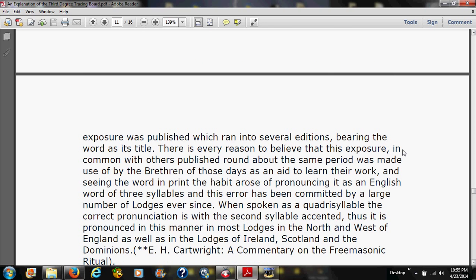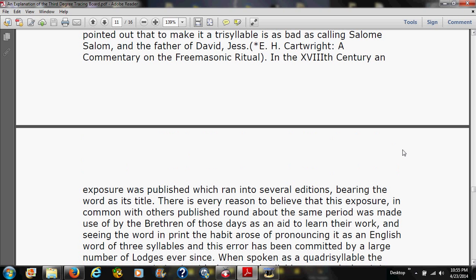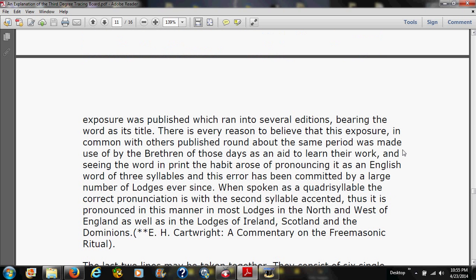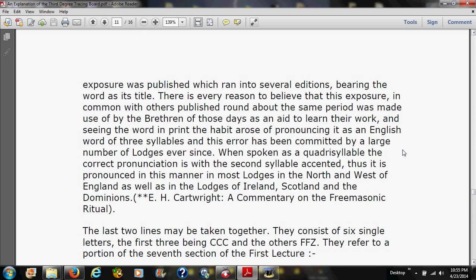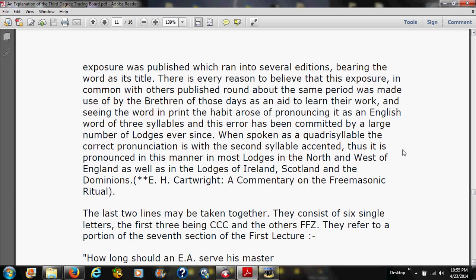Exposure was in the 18th century this time, okay. An exposure or expose was published, which ran into several editions bearing the word as its title. There is a very good reason to believe that this exposure, in common with others published around about the same period, was made use of by the brethren of those days as an aid to learn their work.